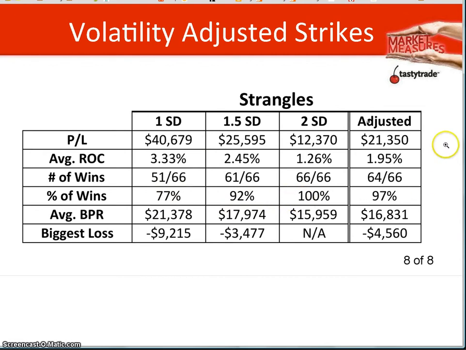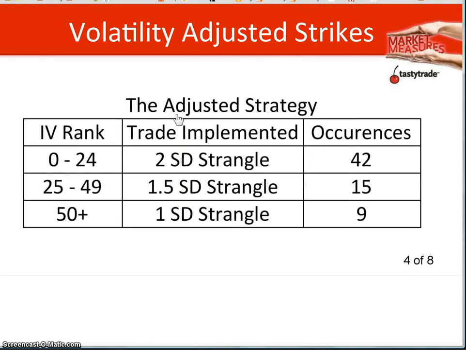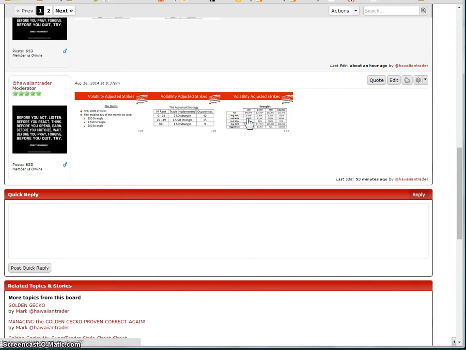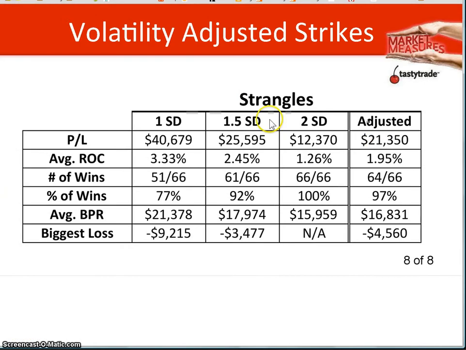But if you use the adjusted strategy, meaning you used these positions depending on where IV rank was. So if you followed basically this chart, and let's say right now IV rank is between 25 and 49, you would sell a 91% golden gecko or 1.5 standard deviation triangle. When you only did that and followed that chart, here was your adjusted return.